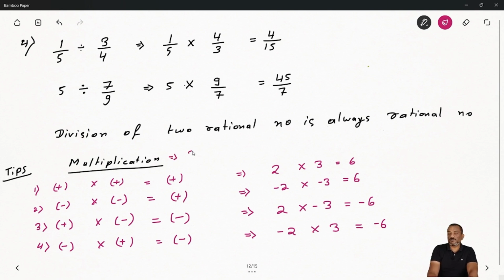The same follows for division also. Division follows the same rules. So this is a tip you have to remember, so that when an operation comes along with signs, you can get an idea. Multiplication and division follow the same rules. Now we come to the operations for irrational numbers. Let's see how irrational number operations happen, one by one.